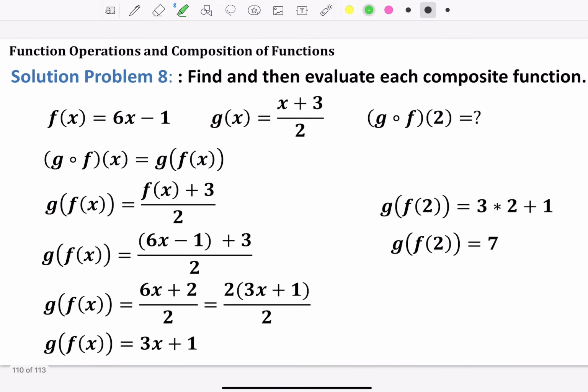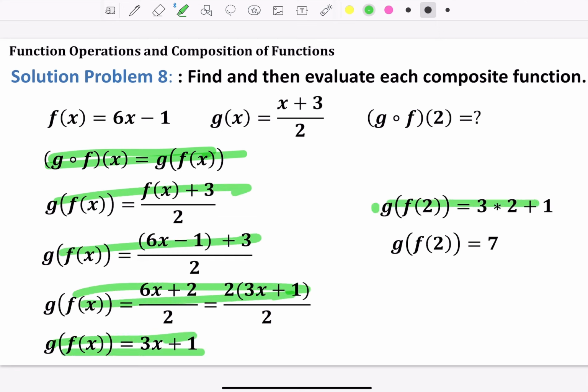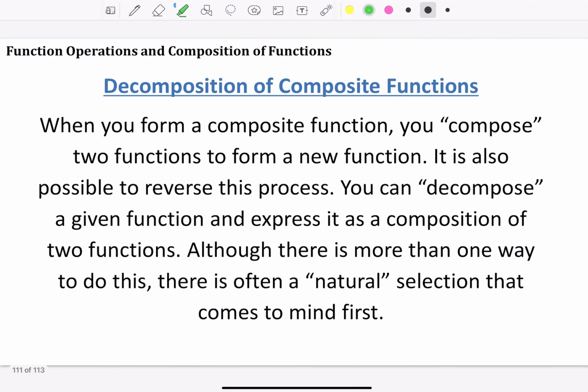We could also do it the longer way. We could find g of f of x and simplify it, and then finally replace the x by 2, and that would also give us the same answer. Decomposition of a composite function. Decomposing means breaking it into the pieces that were used to make the composite function. A lot of times there's more than one possible way to decompose a function, but sometimes one comes easier to the mind than the other option.